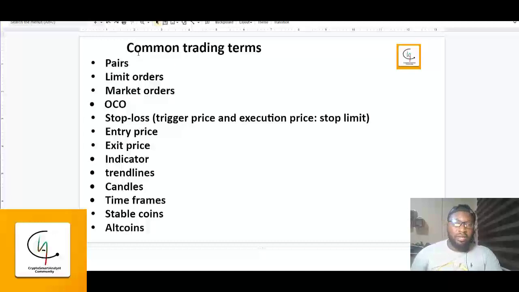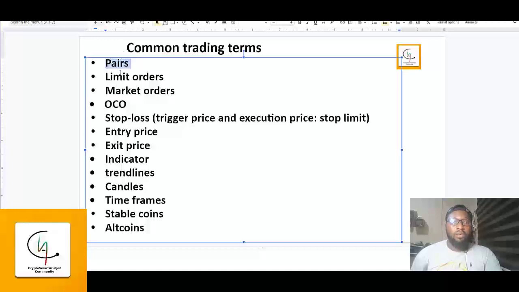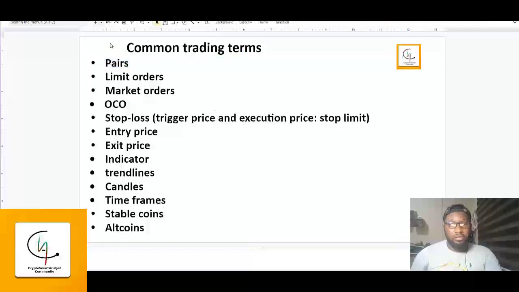Like I said, we're going to start with the common trading terms, and this is basically for the newbies. So we have pairs. I'm going to be using Binance as illustration, so I'll go on Binance to show you what they are about. So we're talking about pairs.